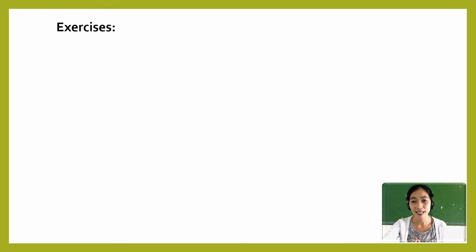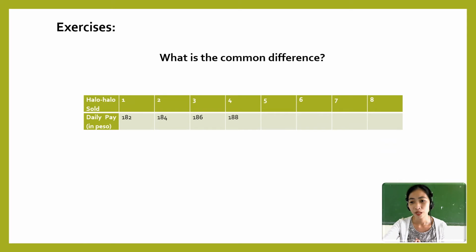Another exercise. What is the common difference? Our input here, our domain, starting with 1, is the number of halo-halo sold. This is in connection to another problem. Then the daily pay of the vendor is 182 if 1 is sold. Then the next is 184, 186, 188.